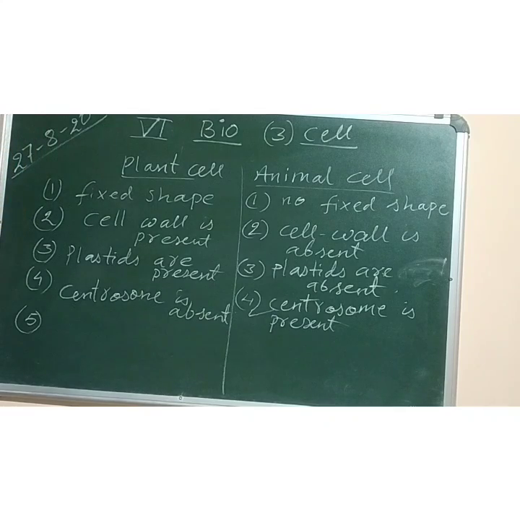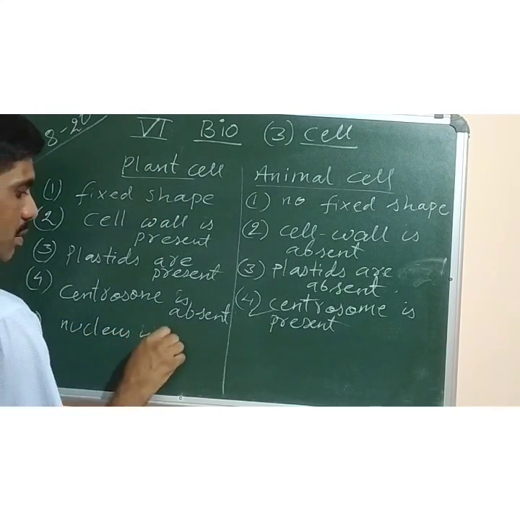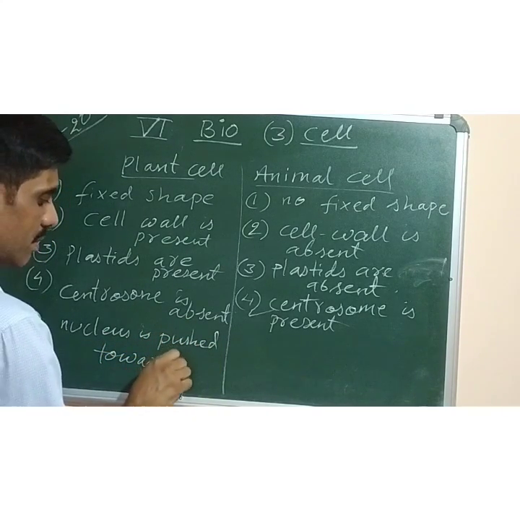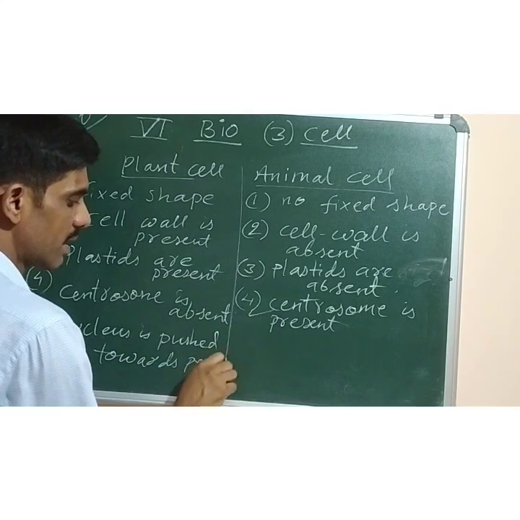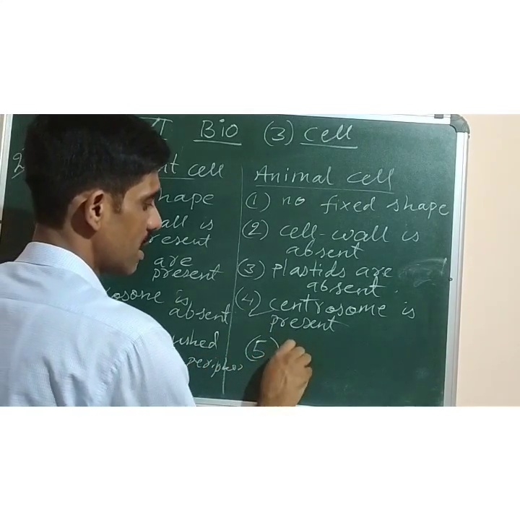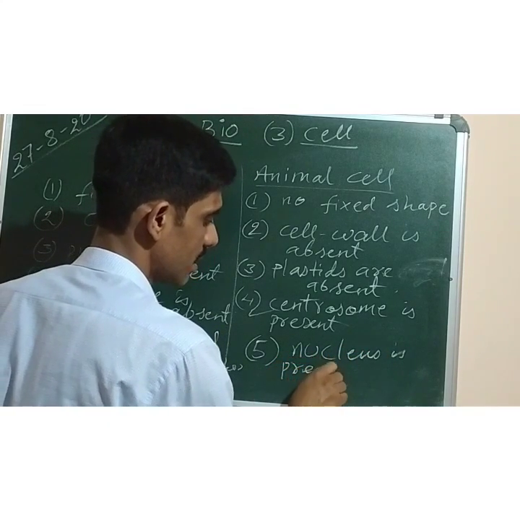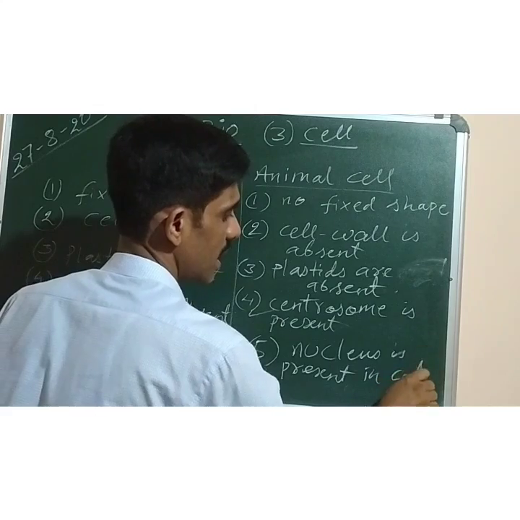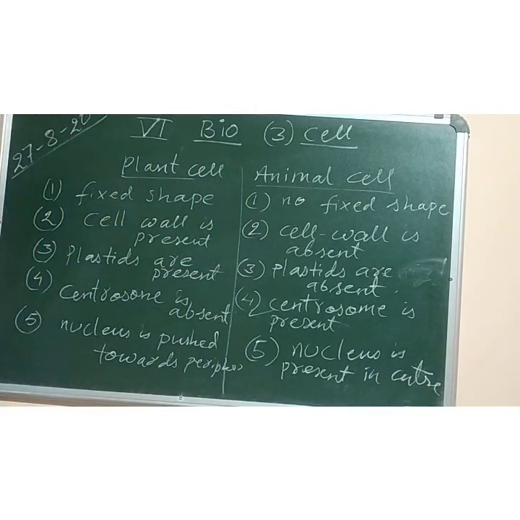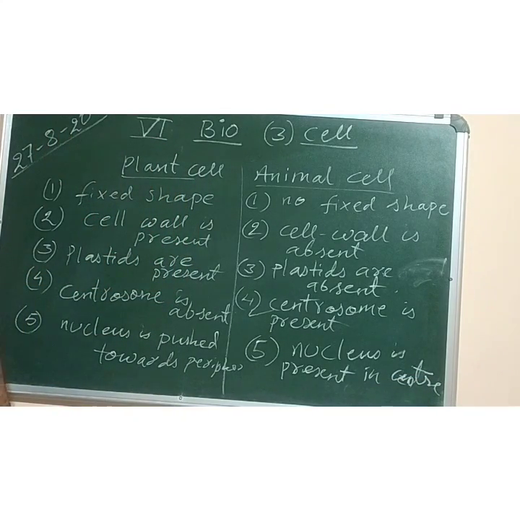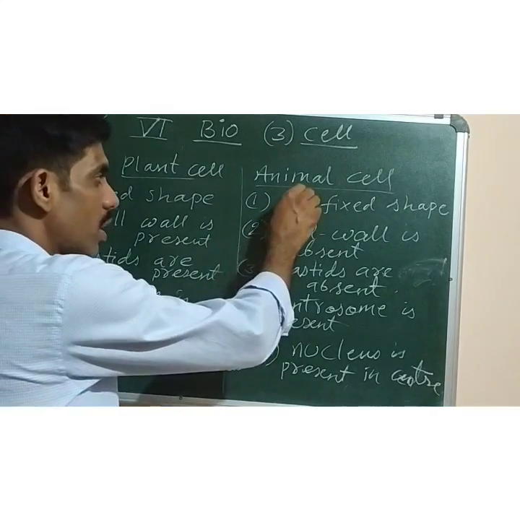Nucleus position you can write. In plant cell, nucleus is pushed towards periphery, means towards the corner. Towards periphery means towards the side. But here in the animal cell, nucleus is present in the center. Nucleus is present in the center of the cell. So if you want, you can write it and learn in your copy also. It will be easy to learn as compared to the book one. These 5 differences between plant cell and animal cell. Okay. You can pause the video for some time and then you can copy it.